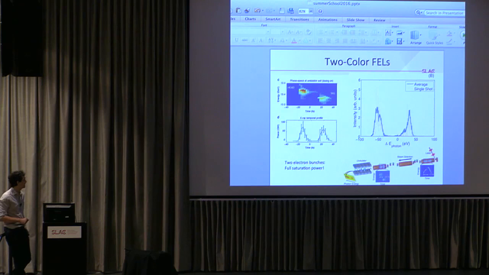Now you don't get arbitrary tunability. You still have a certain energy acceptance in your transport system, but you get a lot of power. So if you're interested in two-color FELs, again, by now there's 10 different ways to do it. It's a pretty active subject. If you're interested in using it, please let us know. And that's all.